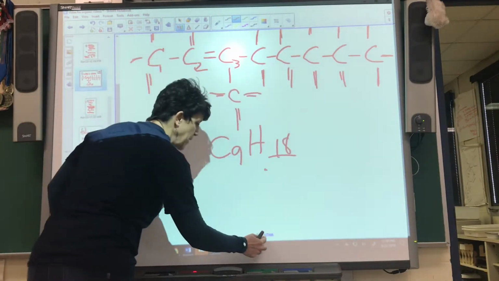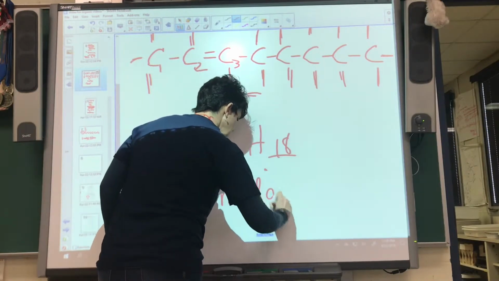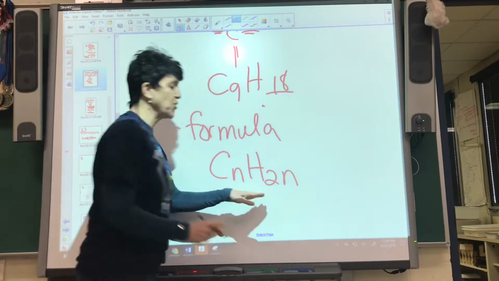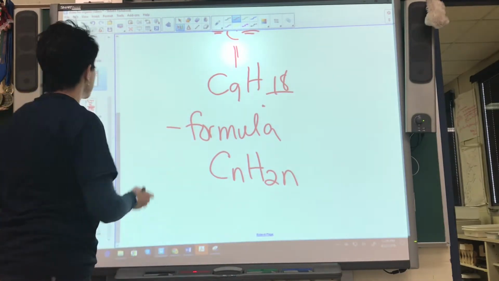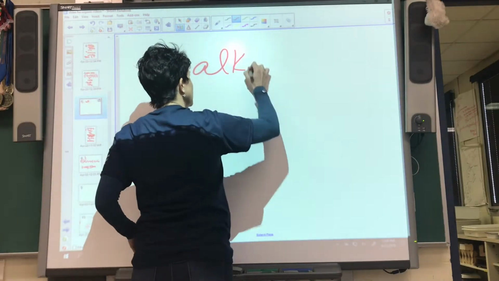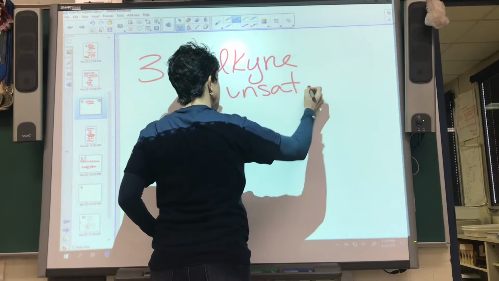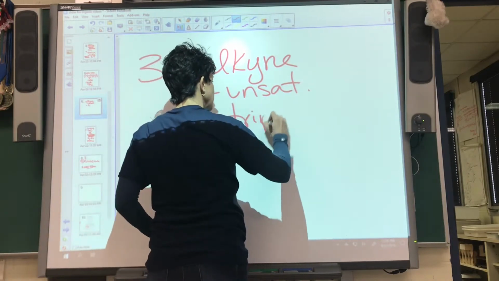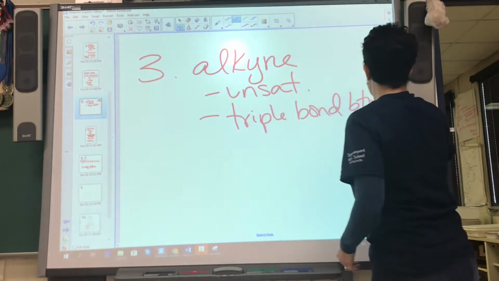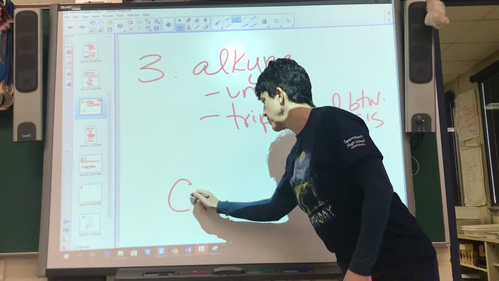So we are writing the formula, which is CnH2n. So that's the formula if you have an alkene. And then number 3, alkyne. Also unsaturated, and it has a triple bond between the carbons.